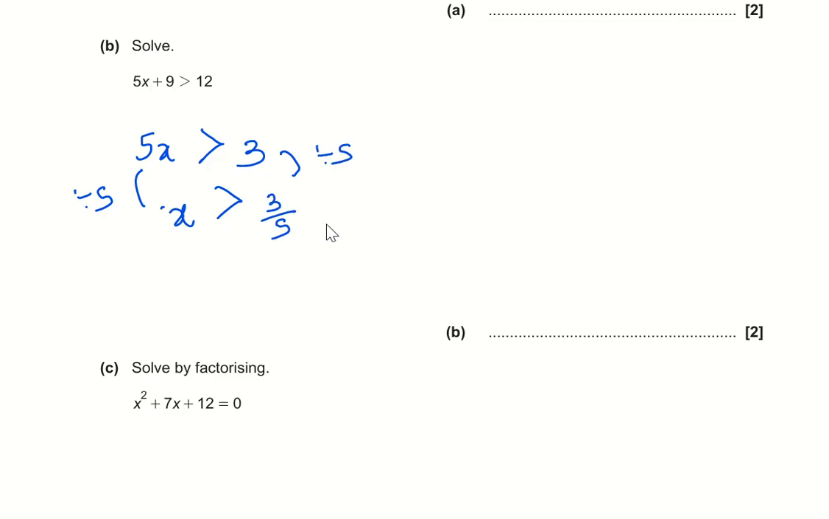Okay. So you can keep it as a fraction, or otherwise you can simplify it to decimals. 3 divided by 5 is 0.6. So I can write x greater than 0.6. Okay, now let's go to the next one.